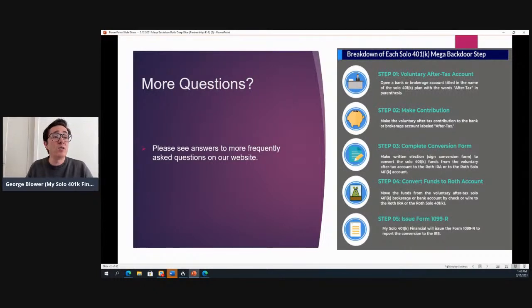This last slide does have a nice breakdown of the steps of opening up the account, making the contributions, letting us know about the amount, converting the funds over to the Roth account, whether it's a Roth IRA or a Roth Solo 401k, and then the 1099-R is issued to report that conversion.